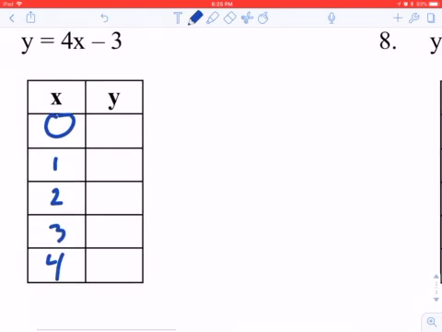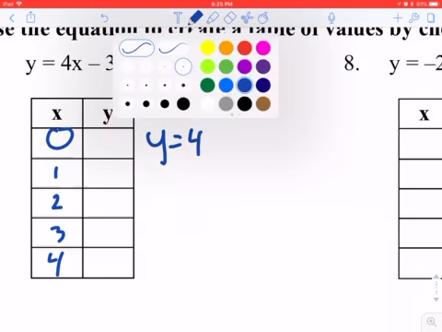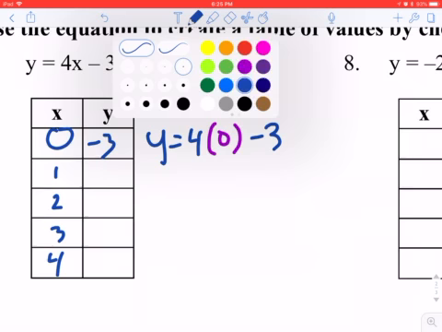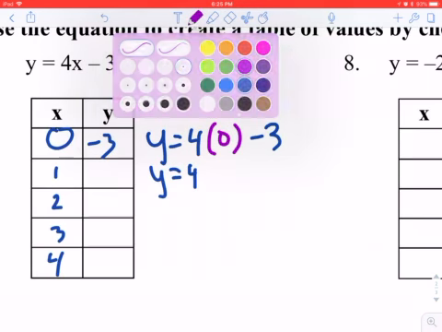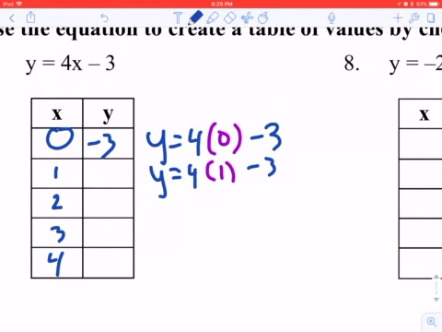Okay, so here, plug 0 in there. So I get y is equal to 4 times 0 minus 3. And you see 4 times 0 is 0, minus 3. That's going to give you a -3. Okay, let's check the next one. y is equal to 4 times 1 minus 3. 4 times 1 is 4, minus 3. That's going to give you a 1.